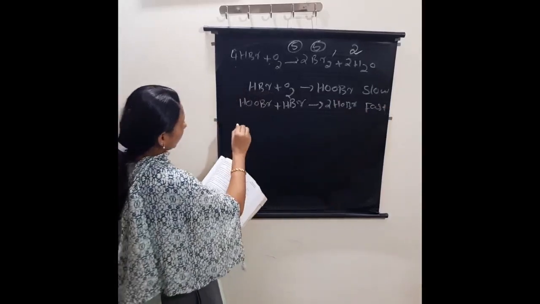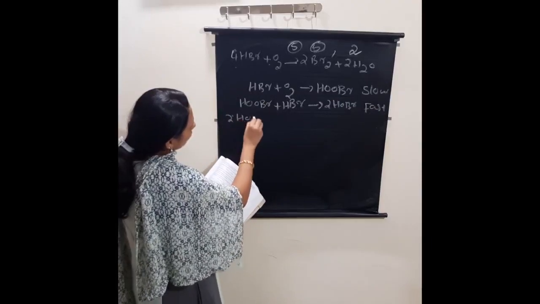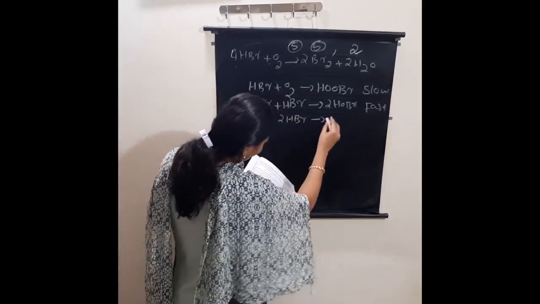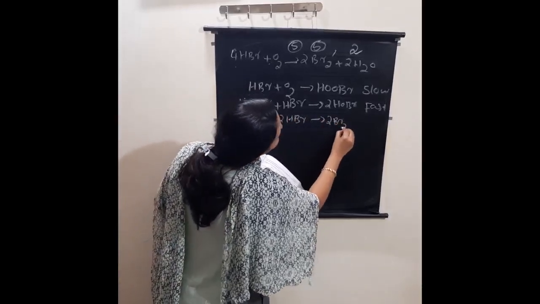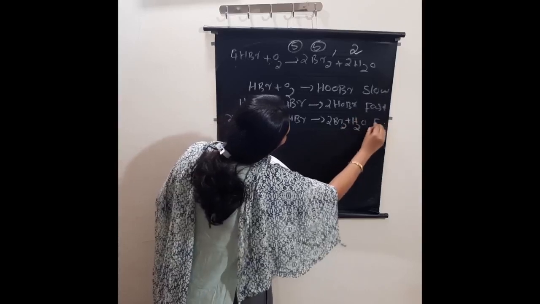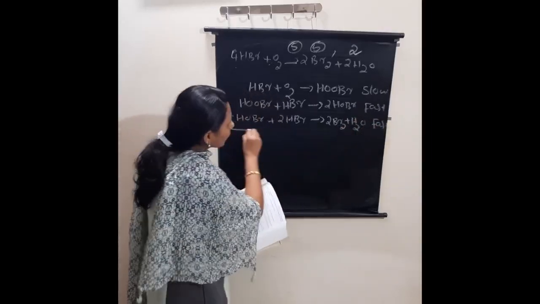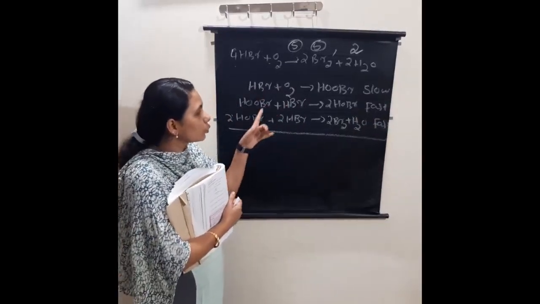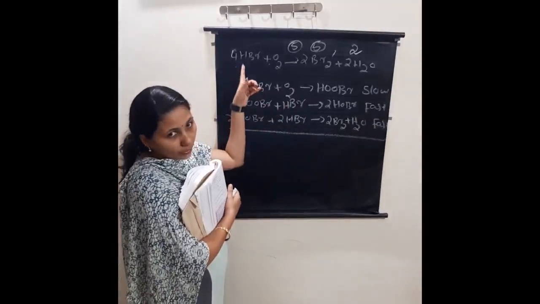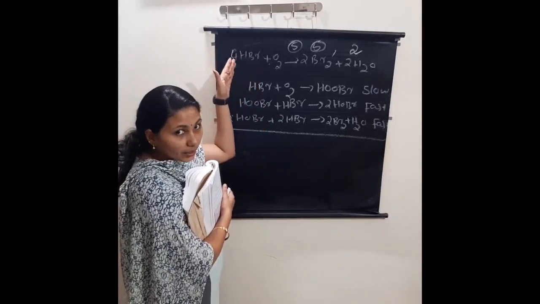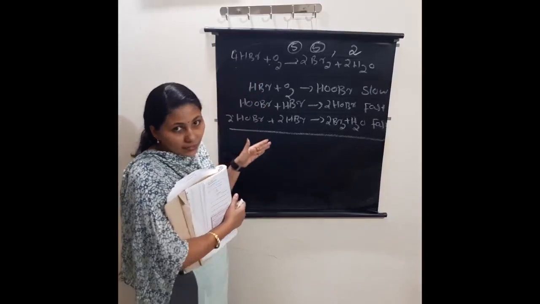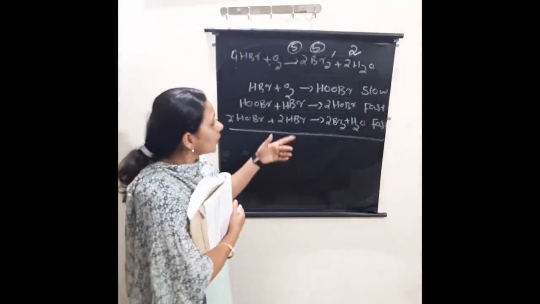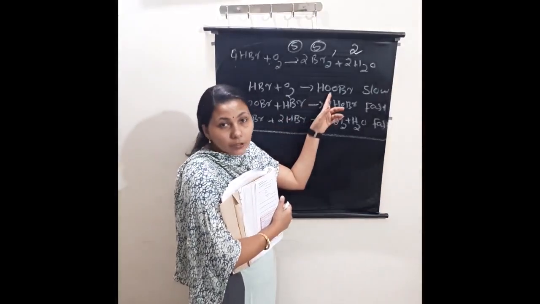And one more step is there, 2HOBr plus 2HBr gives 2Br2 plus water. This step is also fast. Okay, so how can we write the overall reaction? This reaction contains how many steps? 1, 2, 3. This reaction contains 3 elementary steps. In these 3 elementary steps, which step is the slow step? It is given here. The first step is the slow step.